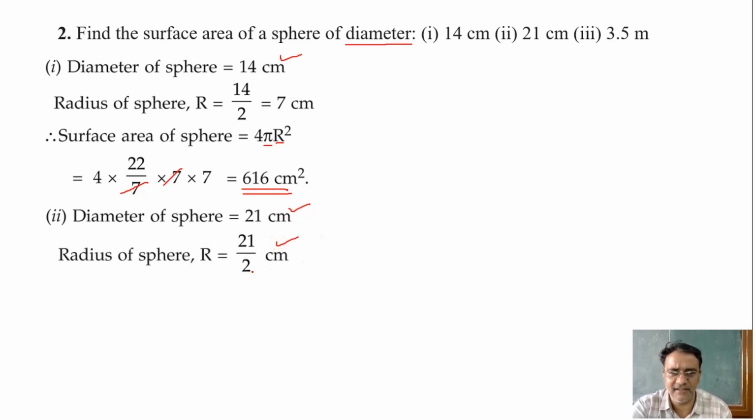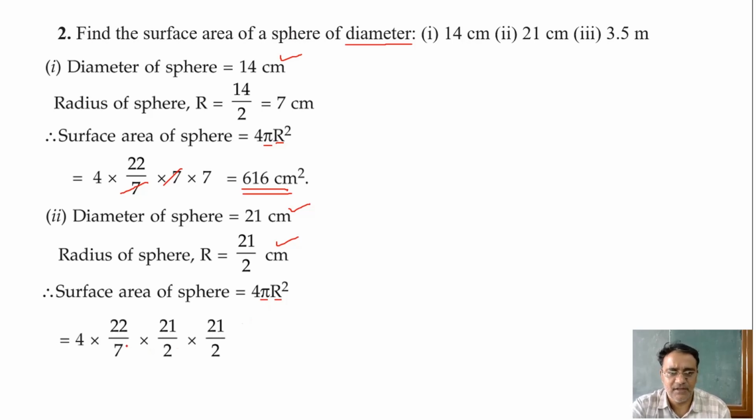21 by 2 centimeter. Okay, we'll write in this form only. Now the surface area of sphere is 4πr². Now substitute all the values. Pi is equal to 22/7 and r is equal to 21/2. Right? Here, we can cancel this 4 completely. 2 × 2 = 4. Now 21 also we can divide by 7. So we'll get 3. So 22 × 3 × 21. So we'll get 1386 cm². Any doubt in this one?